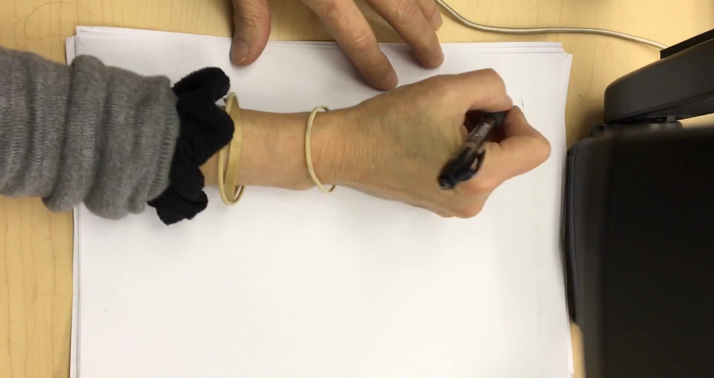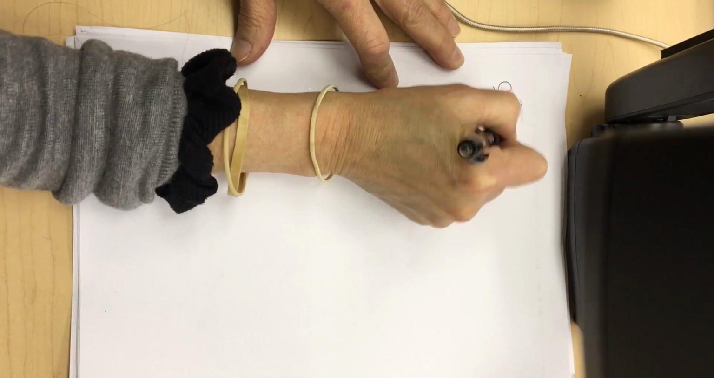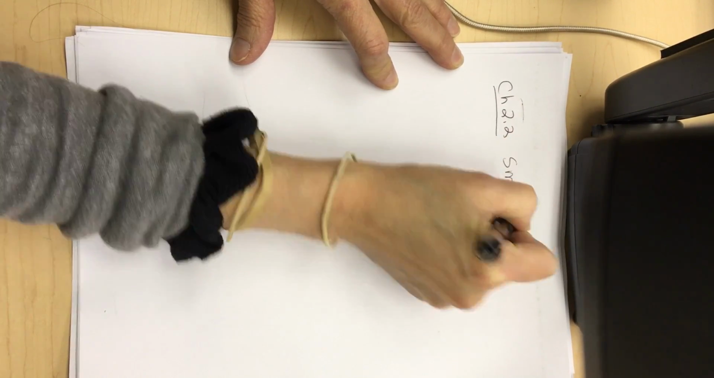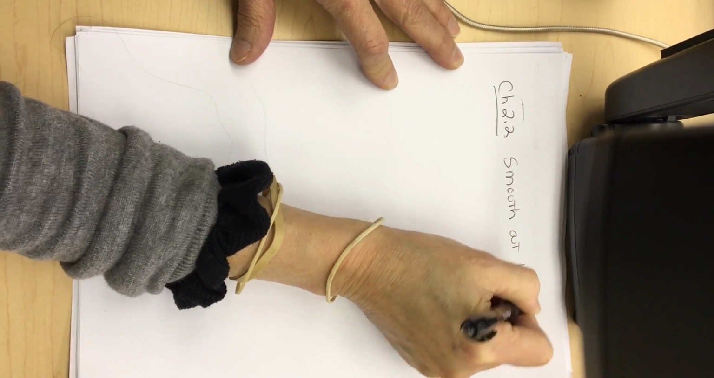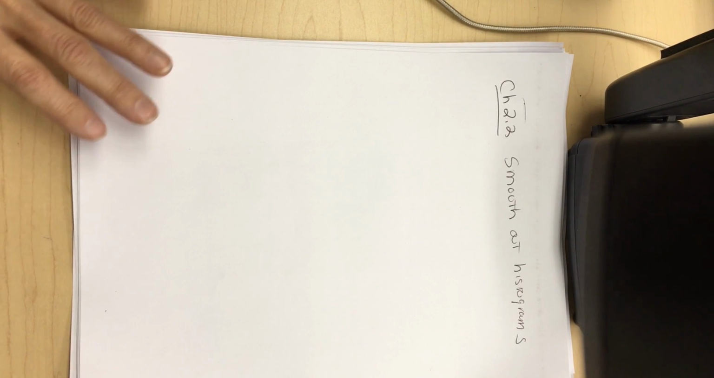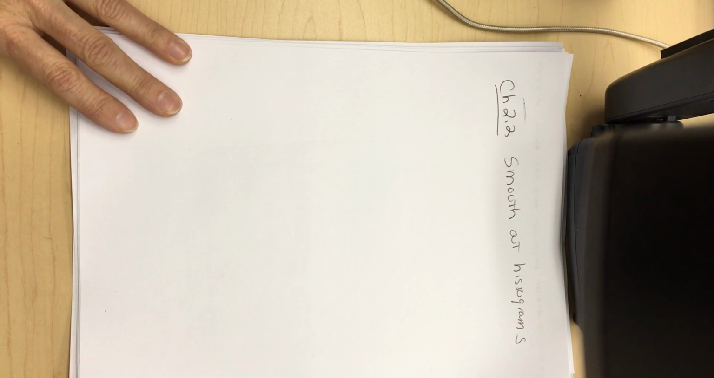All right. Yeah, so this was part of chapter 2.2. It's called Smoothing Out Histograms or Skew. People usually talk about smoothing out histograms. Honestly, you can smooth out stem and leaves. You could smooth out a dot plot. It doesn't really matter. It's just that histograms tend to come up probably more frequently.